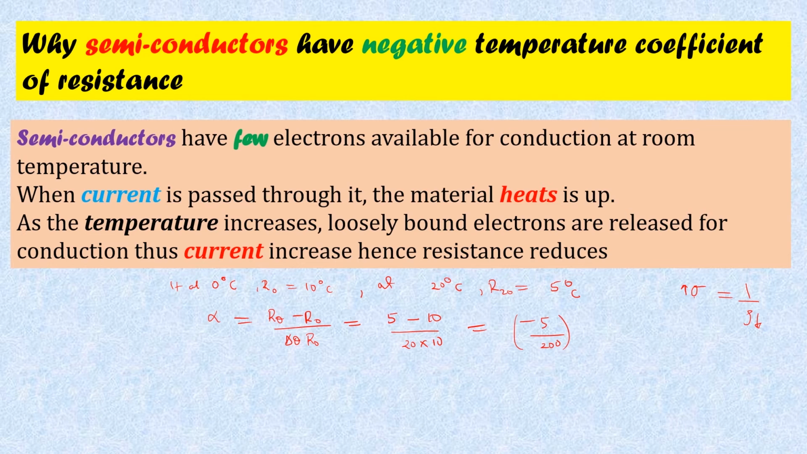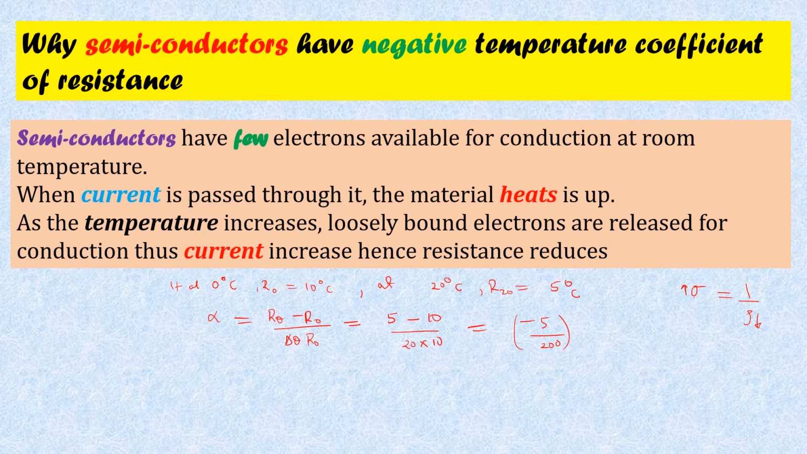And we have said that when the current is passed through, this simply means that the conductivity has increased, and when the conductivity increases, the resistivity has to drop, and resistivity is directly proportional to resistance. As resistivity decreases, it means that even the resistance reduces, and therefore the fractional change in resistance per degree rise in temperature has to be negative.